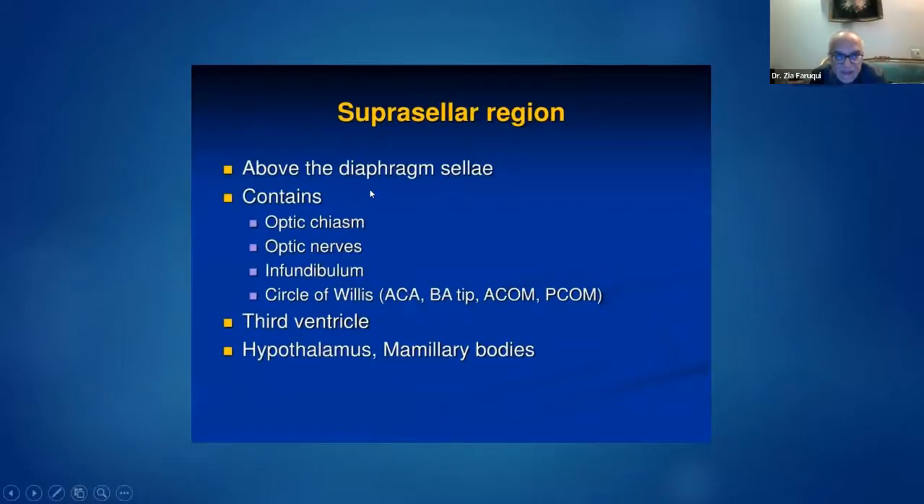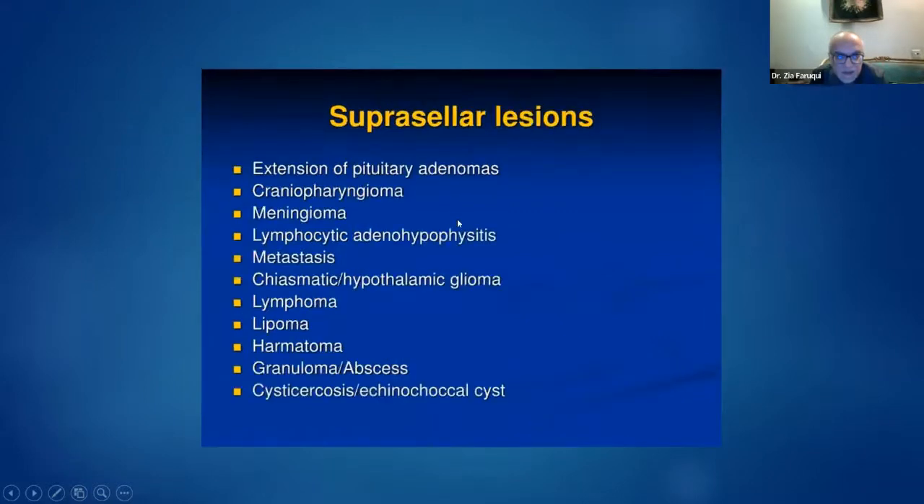Above the sella is the suprasellar region, which is above the diaphragma sellae. You have the optic chiasm, the optic nerves, the infundibulum, and the circle of Willis. And of course, we have the third ventricle and the hypothalamus.